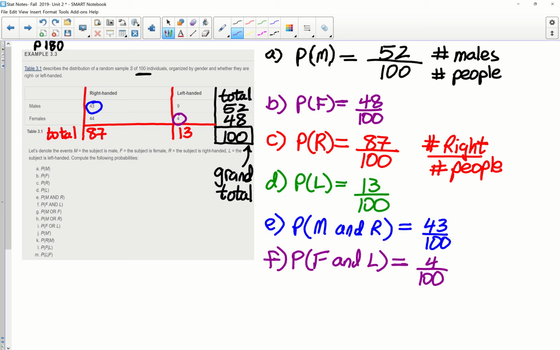But if you go to baseball and you ask a coach what they're looking for in a pitcher, baseball, softball, they're going to say left-handed, right? Because that's what's more rare.